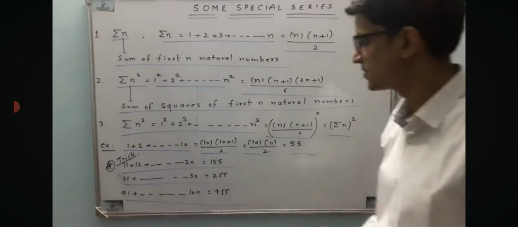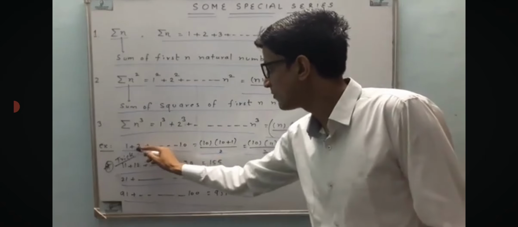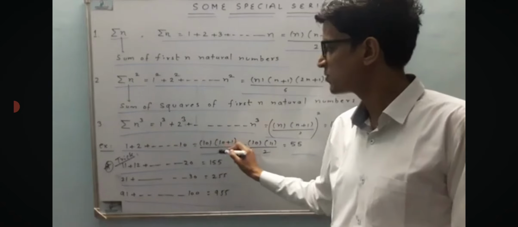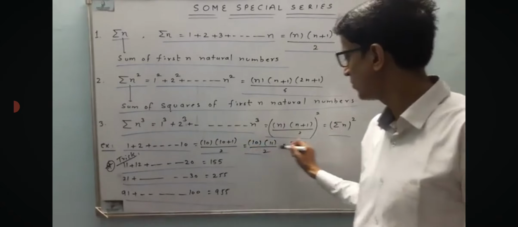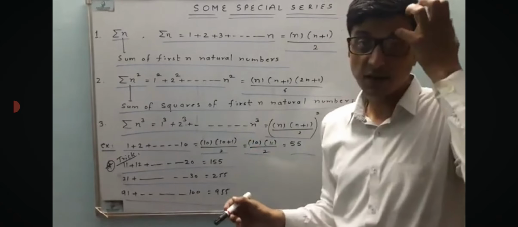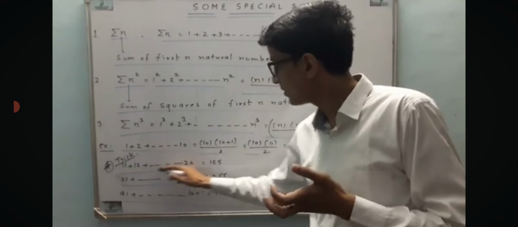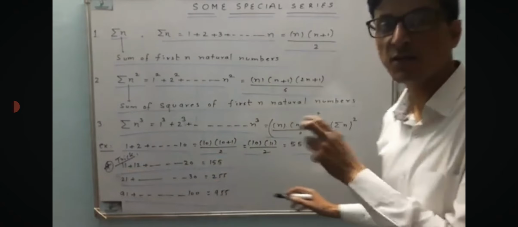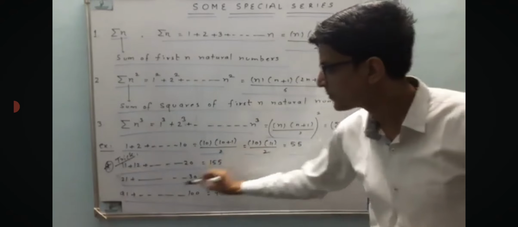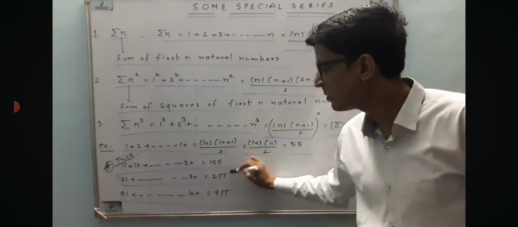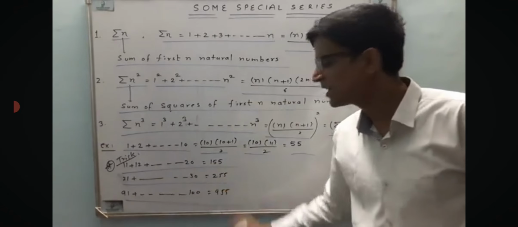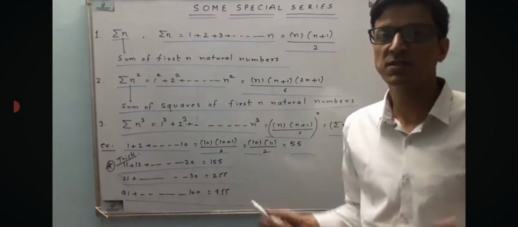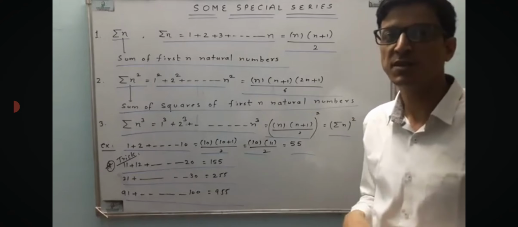For example, we have to find 1 plus 2 up to 10. So this can be written as 10 into 11 by 2, which is 55. There is a trick on that. Suppose you have to add 11 up to 20. You can see this from calculations. It will be 155. 21 up to 30, it will be 255. 91 up to 100, it will be 955. You just verify this by experiments, and that's just a simple trick.